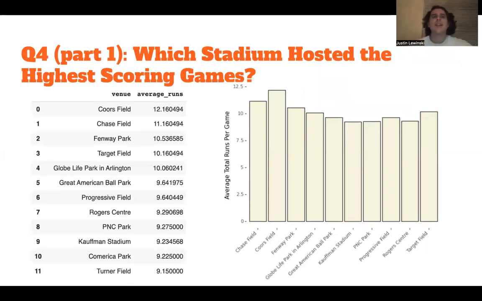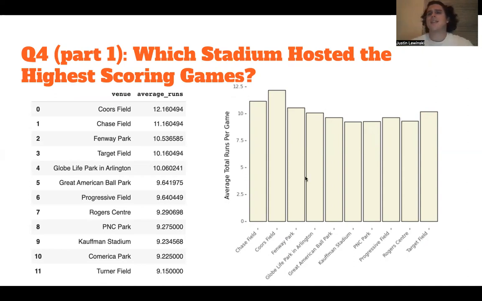Question 4, which stadium hosted the highest scoring games? If you love runs, go to Coors Field, bottom line. 12.16 runs a game. Maybe that's great hitting, maybe that's bad pitching, but that's the place you want to go. Chase Field is next, then Fenway Park, Target Field, and Globe Life Park in Arlington, rounding out your top 10. Very, very interesting stuff here.